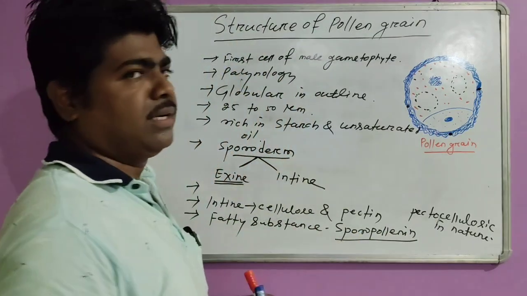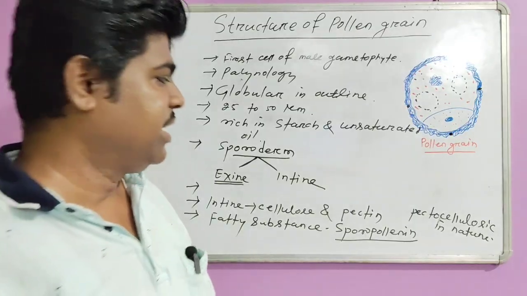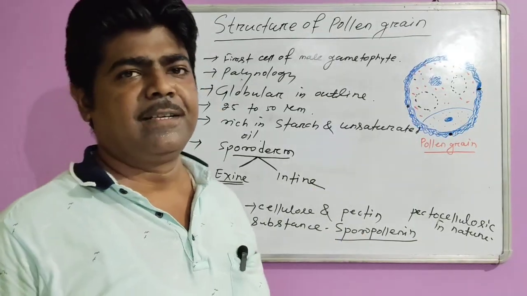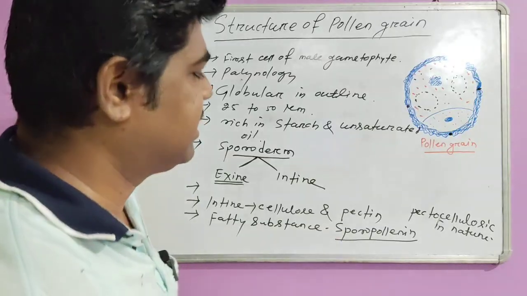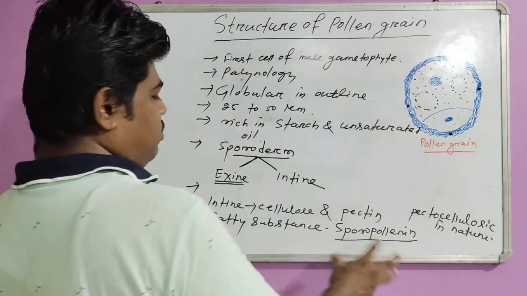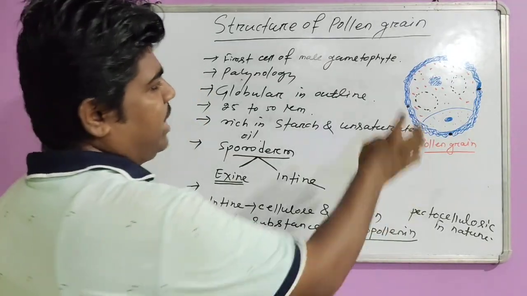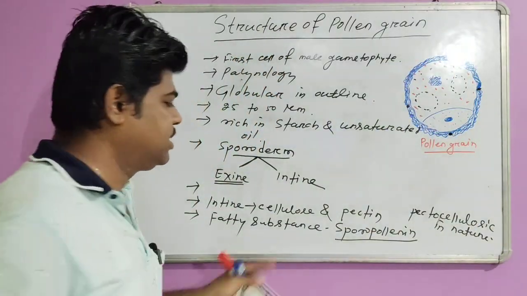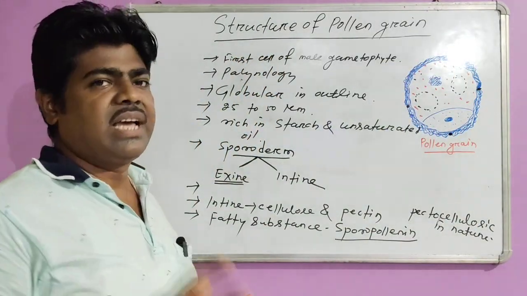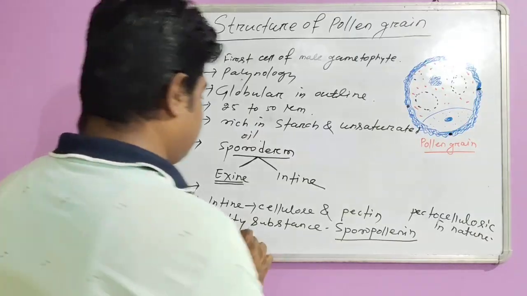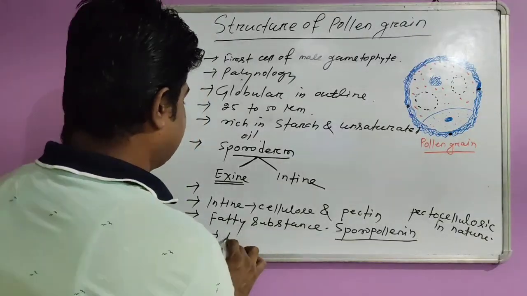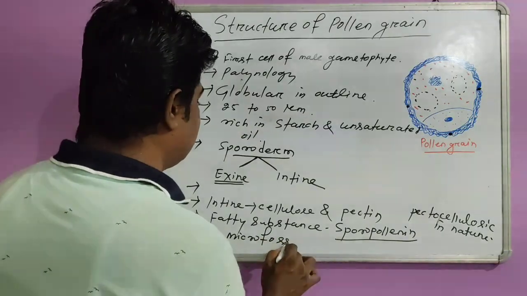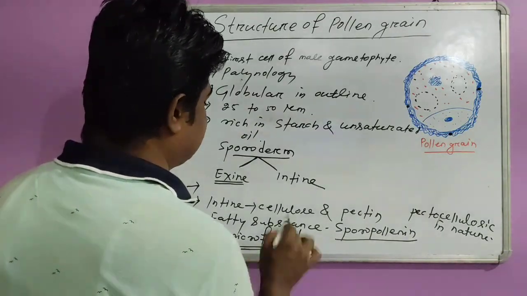This sporopollenin is not degraded by any enzymatic action, and it is not affected by high temperature, strong acids or alkalis. So this sporopollenin makes the wall resistant. Due to this resistant nature, the pollen grains are well preserved as microfossils. So we can store pollen grains for a long period in the form of microfossils.